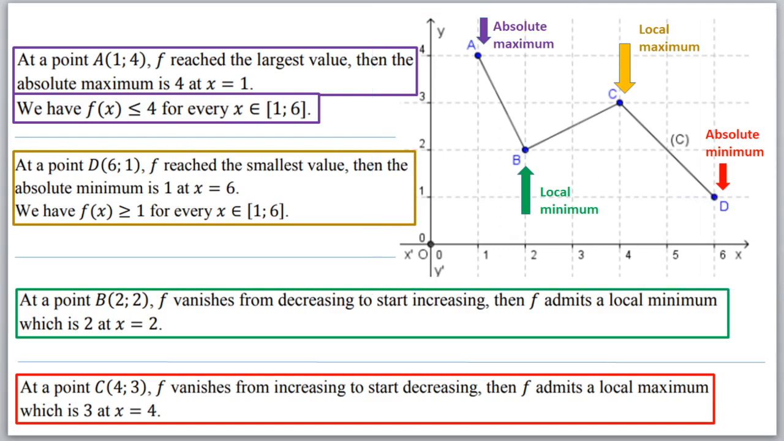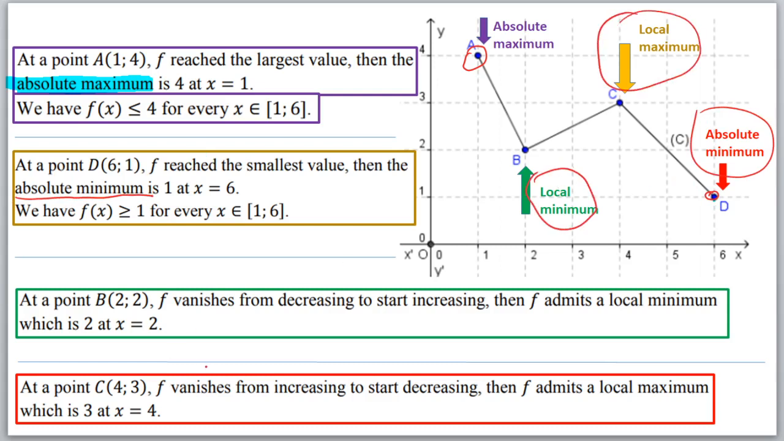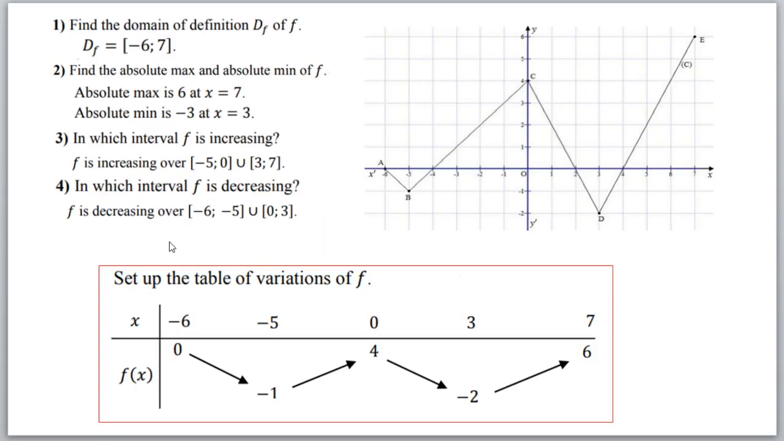So at a point, for example here (1, 4), what is it telling me? At (1, 4), the point A, it's the largest value, so it is an absolute maximum. I am just asking you where the absolute maximum and where the absolute minimum are. At point D (6, 1), where is point D? This is point D (6, 1). What do I have? I have an absolute minimum. Here I have a local minimum and here I have a local maximum. They are clear. Okay, I have two more ideas and then we finish.